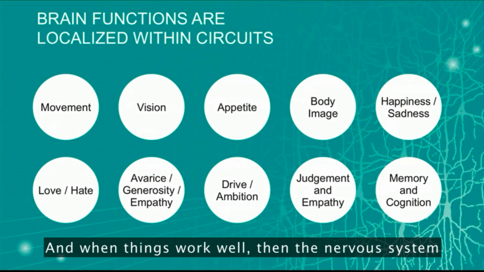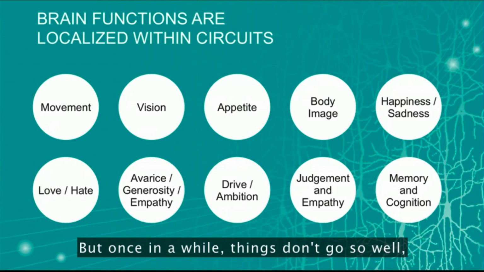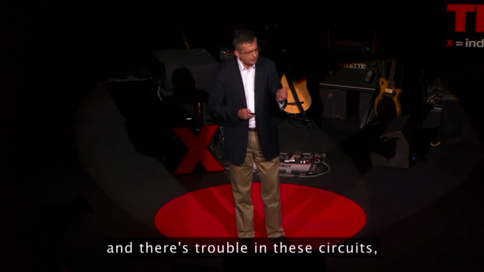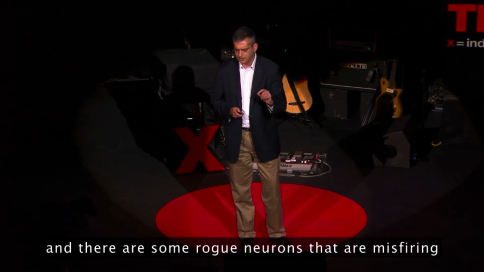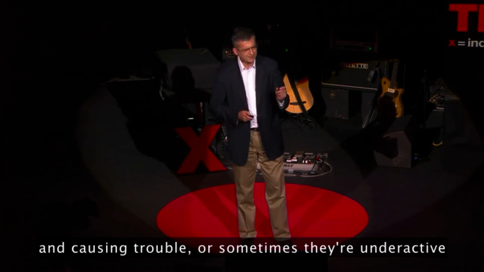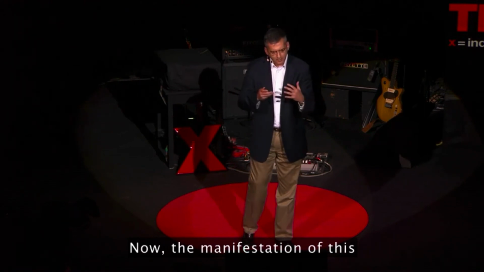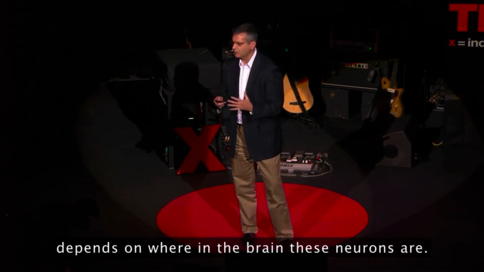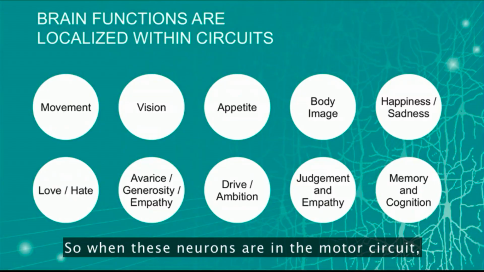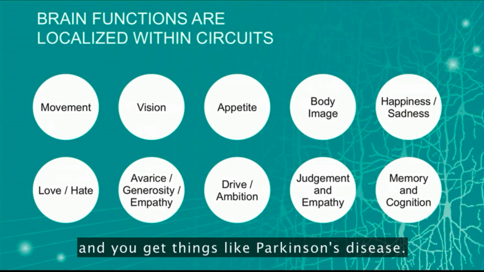And when things work well, then the nervous system works well, and everything functions. But once in a while, things don't go so well, and there's trouble in these circuits, and there are some rogue neurons that are misfiring and causing trouble, or sometimes they're underactive and they're not quite working as they should. Now, the manifestation of this depends on where in the brain these neurons are. So when these neurons are in the motor circuit, you get dysfunction in the movement system, and you get things like Parkinson's disease.